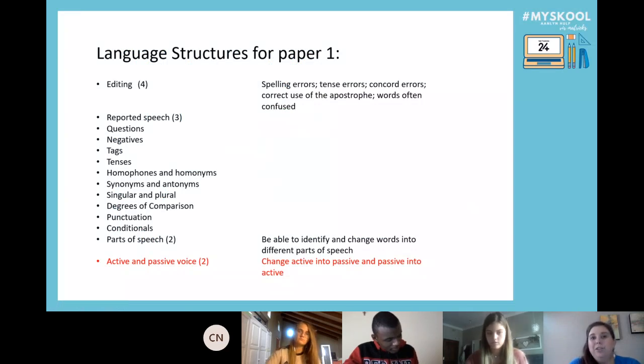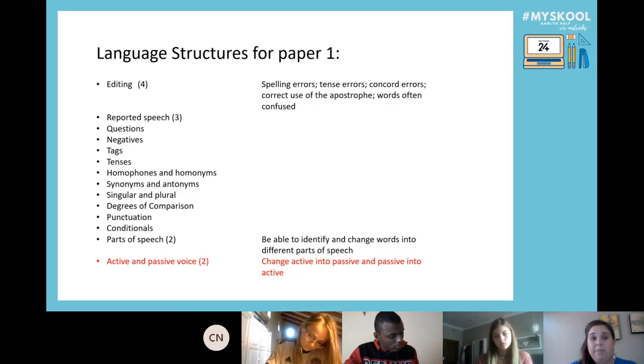First of all, the language structures for paper one. There are many. Some of the language structures you can always expect in a paper one, and by learning those, you can actually ensure that you get good marks. Paper one is obviously the language paper. It consists of a 30 mark comprehension, 10 mark summary, 20 marks visual literacy and 20 marks language. We are going to focus on the language part, specifically active and passive for today.